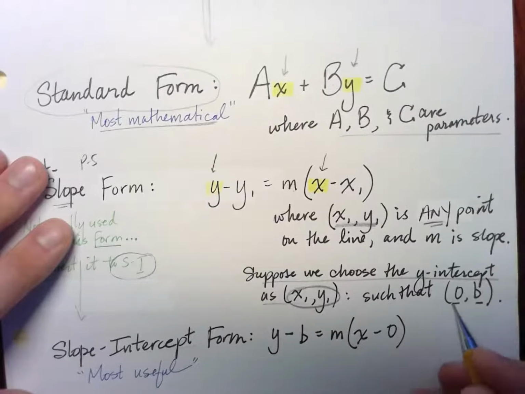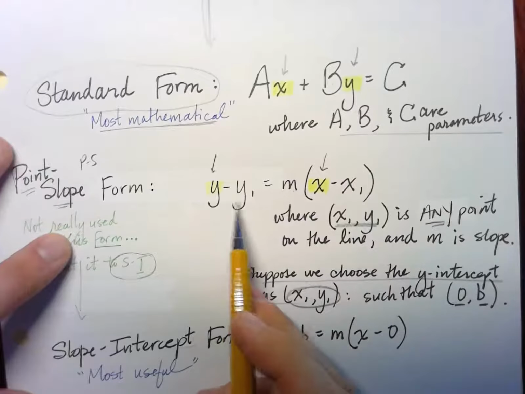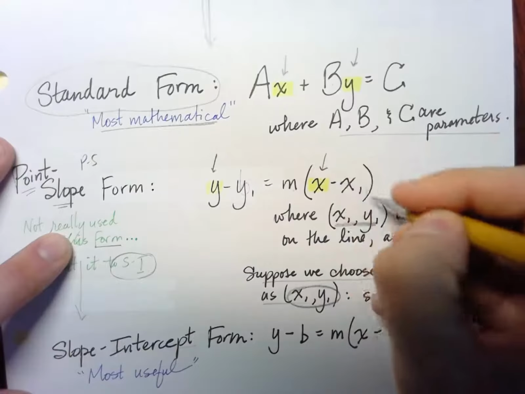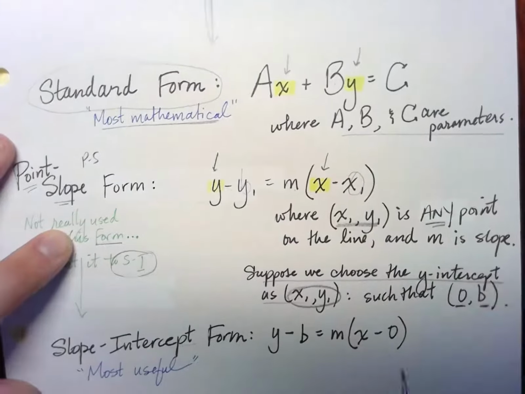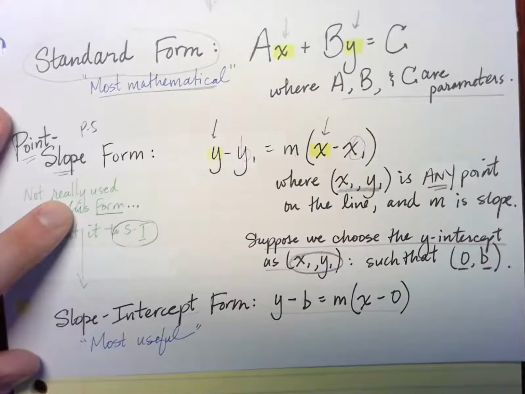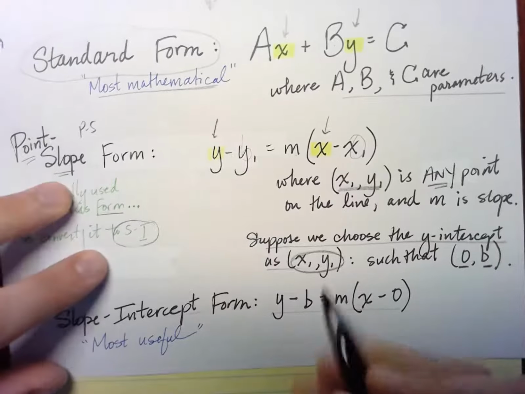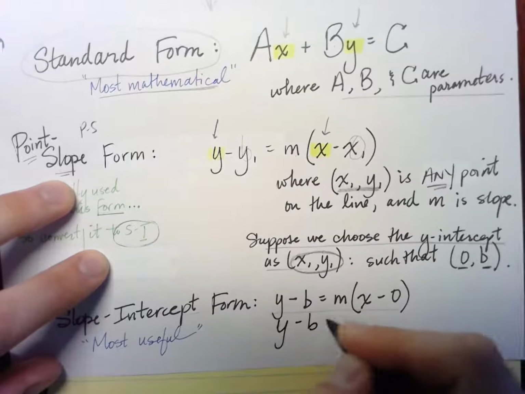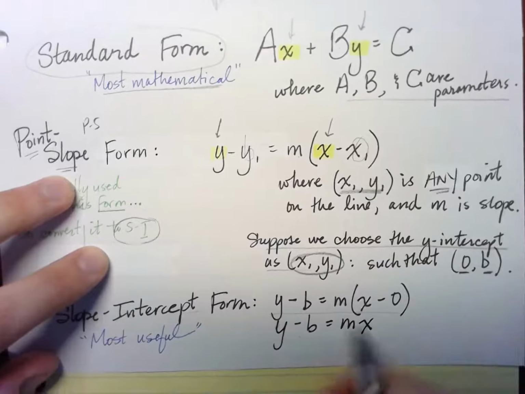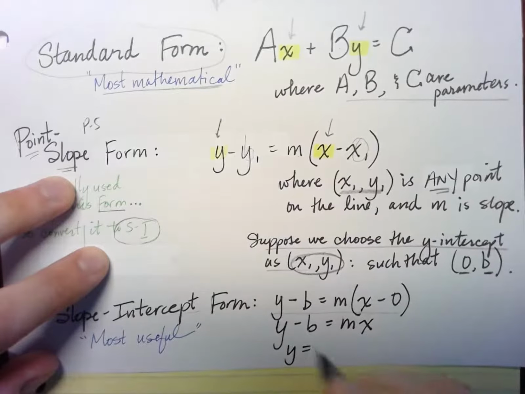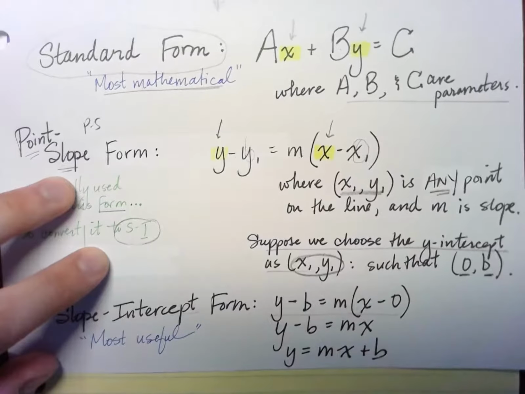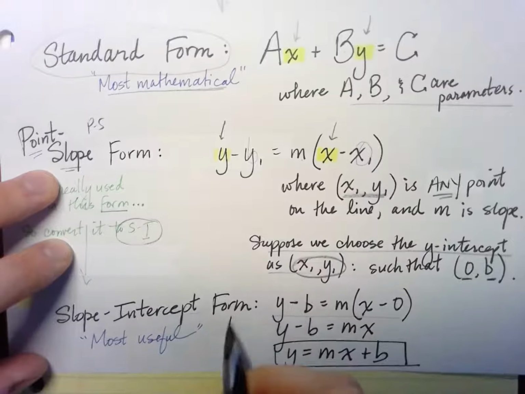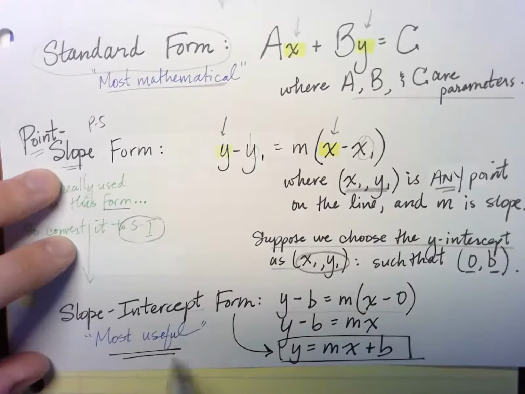So what if I plug in 0, comma b into point-slope form? This becomes a b right there, and this becomes a 0. Now let's solve this. x minus 0 is just x, so really this is just that. And if I add b to both sides, then I get y equals mx plus b. This is slope-intercept form, and that is the most useful of the three forms.